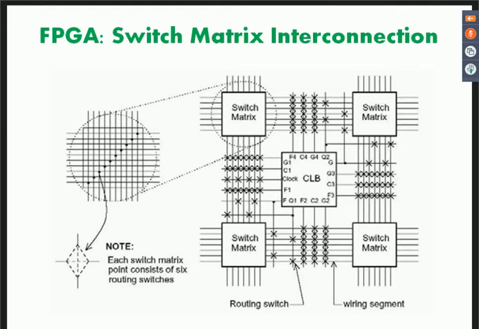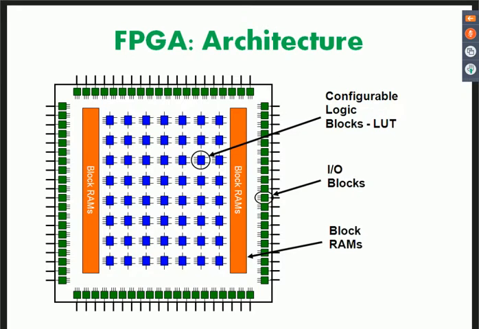Now this is the switch matrix. As I said, there are many configurable logic blocks in the FPGA, and these configurable logic blocks need to be interconnected. If you want to design a complex system, that system requires many configurable logic blocks. Why? Because a complex system will have a very big architecture, and that architecture cannot fit in a single configurable logic block. That's why we have to use multiple logic blocks. If you use multiple configurable logic blocks, there is a need to provide interconnection between them.